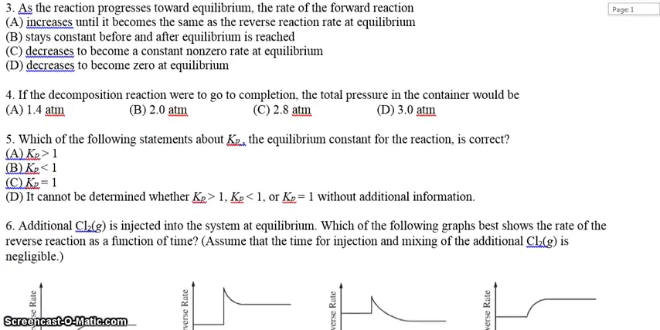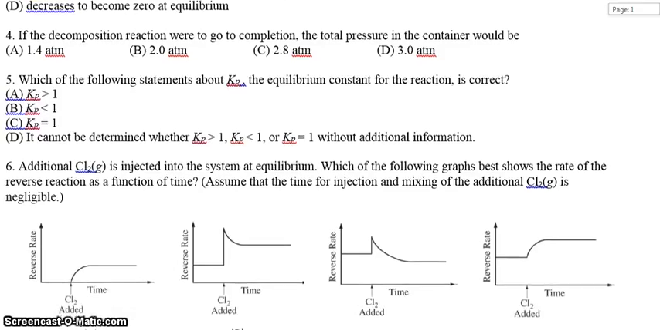Number 4 says, if the decomposition reaction were to go to completion, the total pressure in the container would be. Since we began with 1.0 and we have 2 moles of products, we should double that and have 2.0. The 2.0 should be the result if all the 1.0 disappeared, since we have 1 mole of gas on the left and 2 moles of gas on the right.